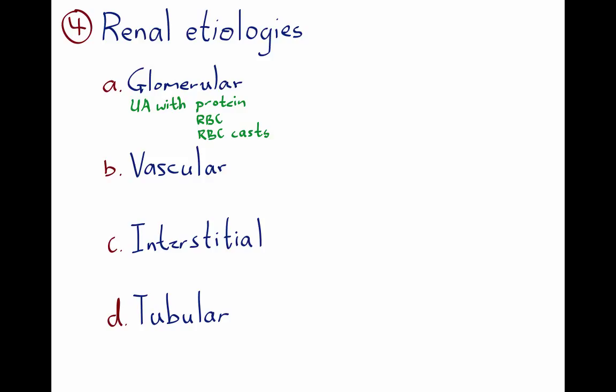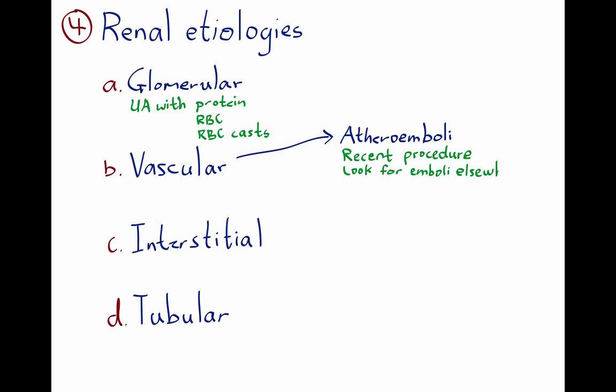So we then need to do serologies, and then most patients will need a kidney biopsy. There are 2 etiologies that involve the vascular compartment, and the first is atheroemboli, which typically happens after a left heart catheterization or other vascular procedures involving the large arteries. And you may see evidence of emboli elsewhere, or the patient may manifest a systemic vasculitic type syndrome.